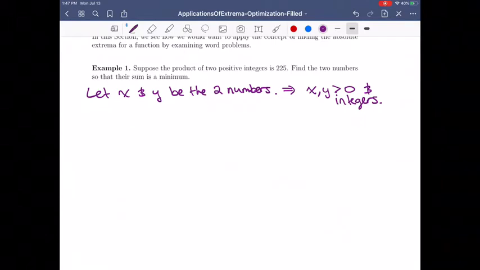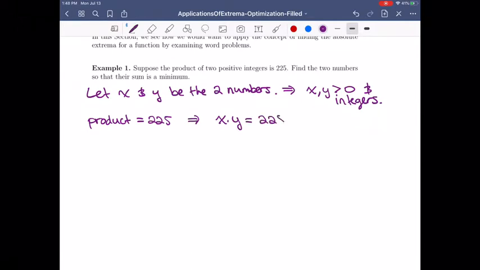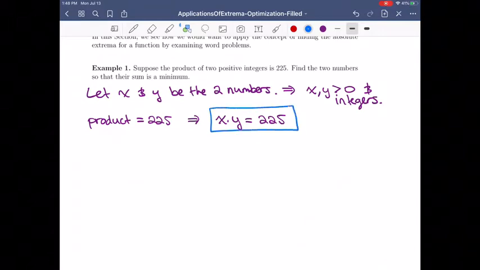Now we also know the product equals 225. We can write this as an equation by saying x times y should equal 225. Okay, so this is one equation that we have to work with. So we know that that should be true. Sometimes we call this the constraint equation. It's not the thing that we want to minimize, but it's another equation on our variables that needs to be satisfied.